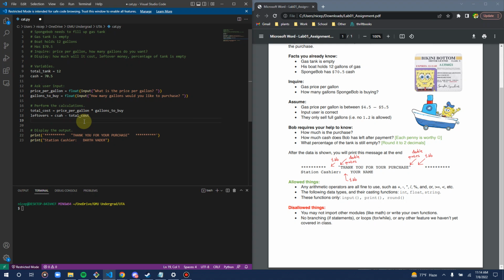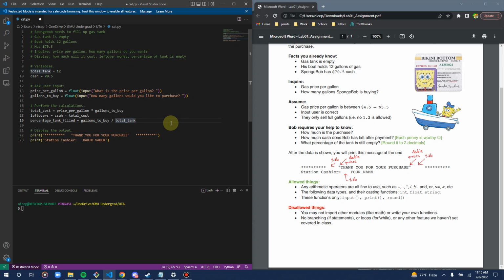And the very last variable I actually need is going to be the percentage of tank filled. So I'm going to say percentage tank filled equals, and I'm actually going to round it up here so I don't have to do it down there. It might actually be good to round all of these up here, but to stay consistent, I'm just going to round them in my print statements. So I'm going to make this gallons to buy divided by the total tank space. This is going to check how many gallons you purchased and divide it by the tank to find the percentage of the tank that was actually filled.